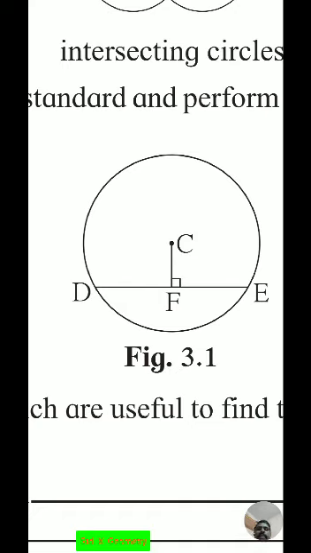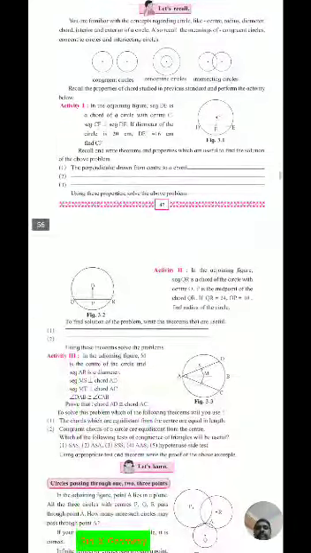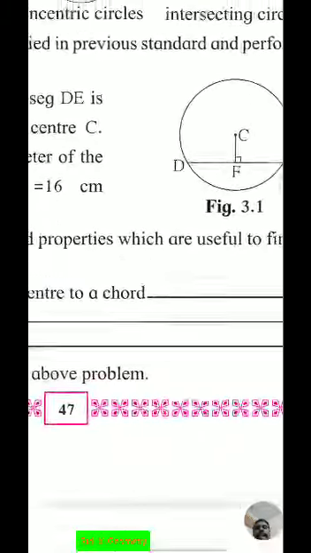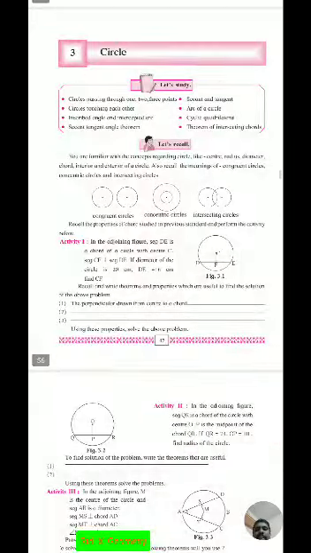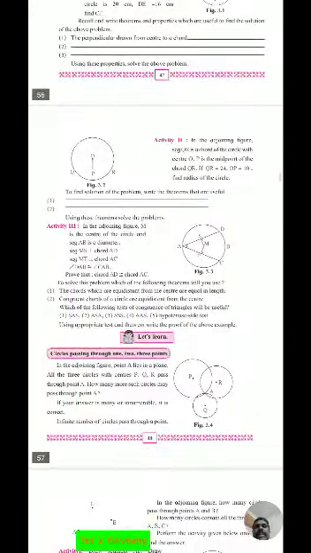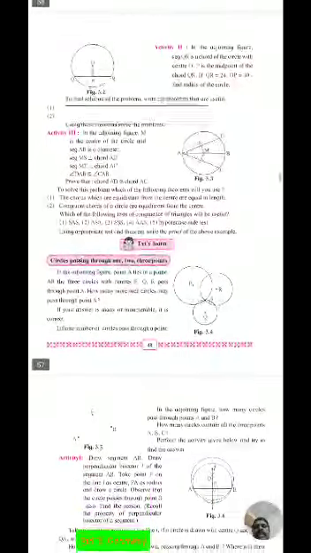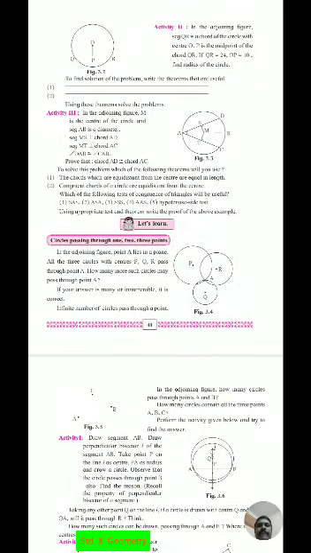We have DF is equal to 8 centimeter. CD is equal to 10 centimeter. By using Pythagoras theorem, we can find the CF. This is the simple way by which we can find any of the segment in this diagram. Then we will march to the next point, activity second.